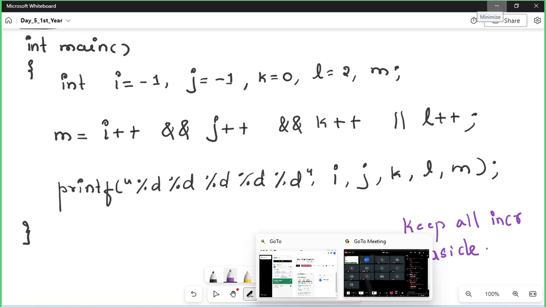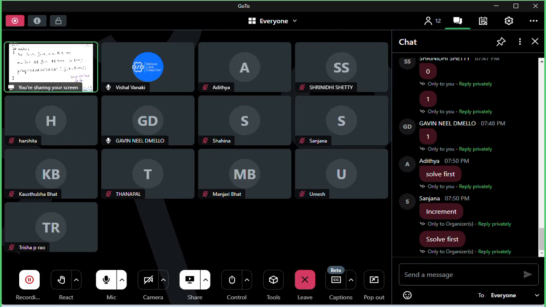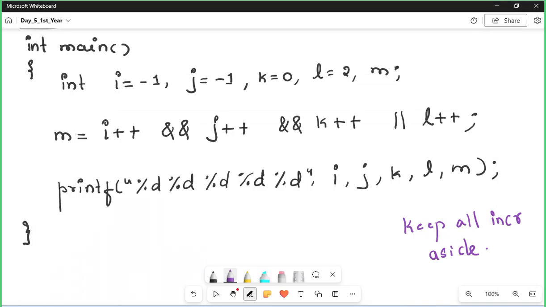Okay, let's see if anybody has solved it. Not yet. Keep all the increments on the side. If you keep every increment on the side, what will we be left with? I, logical AND of J, logical AND of K, logical OR of L. Solve this. After that, increment I, J, K, L.